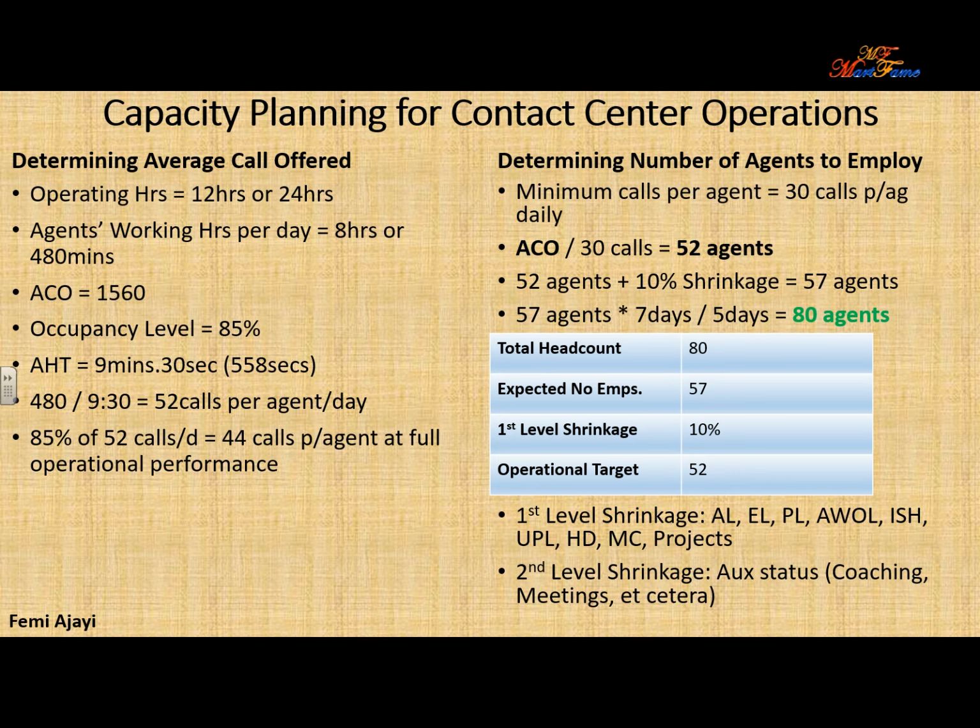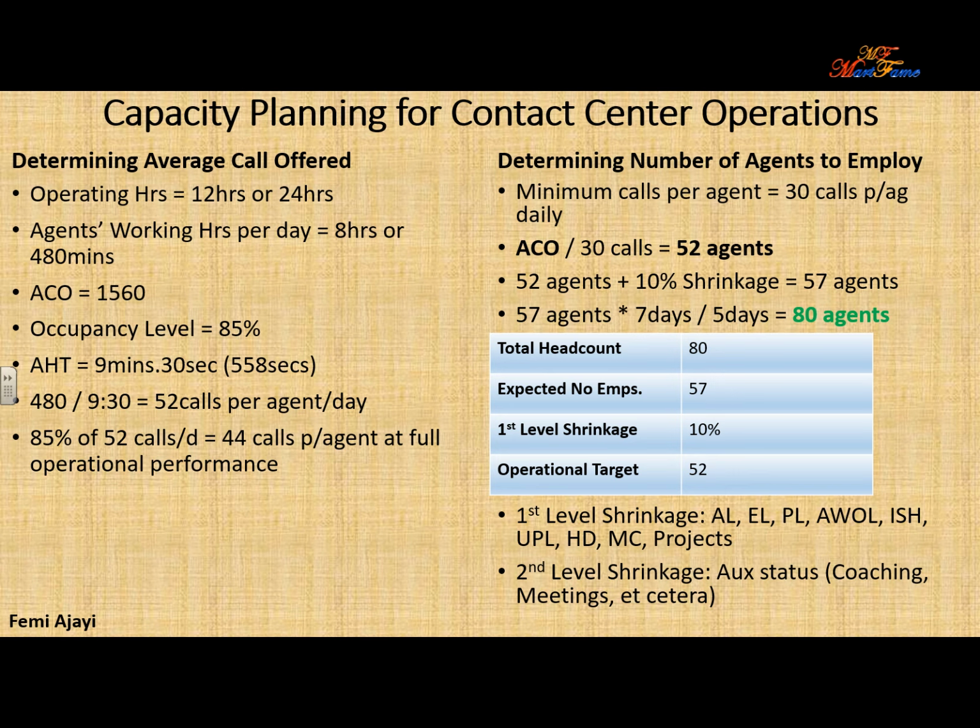So by standard, each agent is going to be working 8 hours a day, except if an agent has applied for flexible shift in order to reduce the number of days he or she is going to be working in a week. That's going to be a different thing, but let's just go by the standard 8 hours, 480 minutes in a day. Now, on an average, this is just sample data. On an average, contact volume in a day is around 1,560.